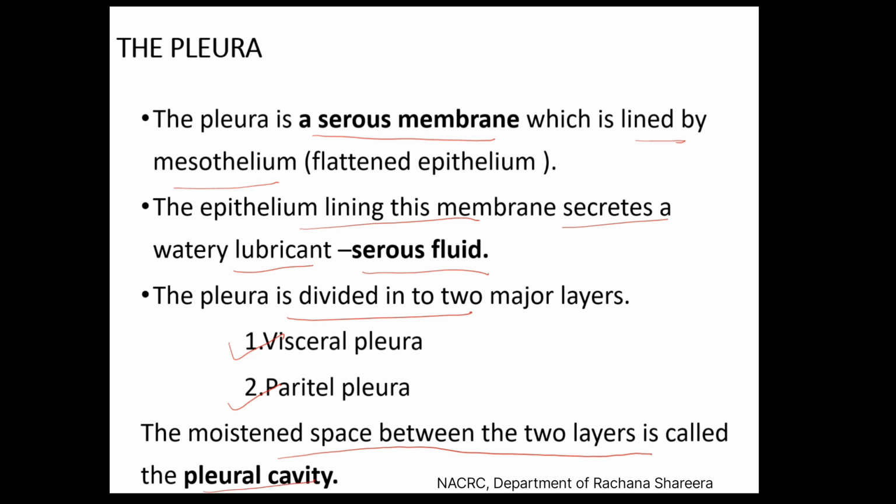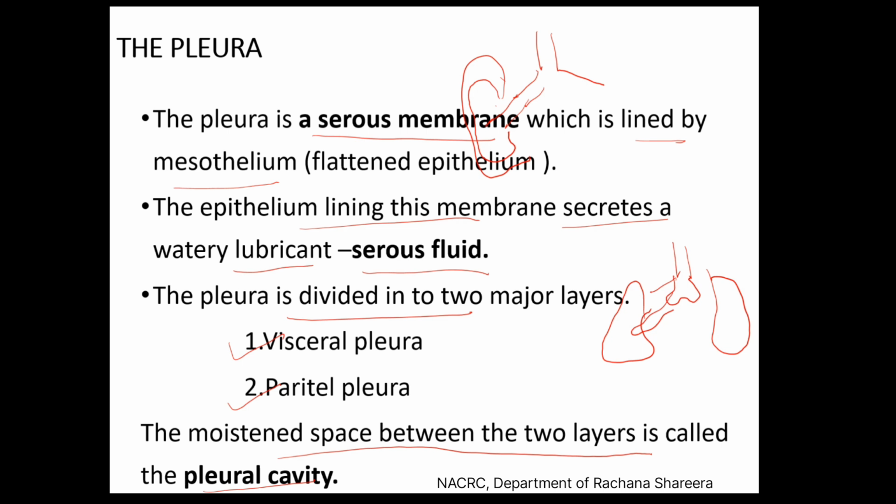Pleura in embryological development: when the lungs are developed, the laryngotracheal tube invaginates in the coelomic cavity. The lung buds, from the laryngotracheal tube the lung buds are formed, which will invaginate inside your coelomic cavity. So something like that.